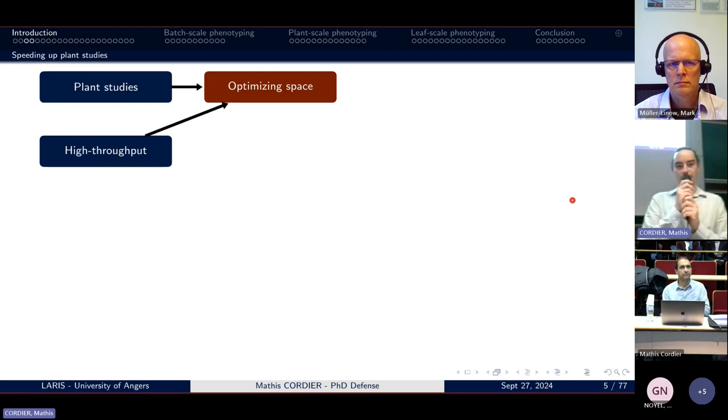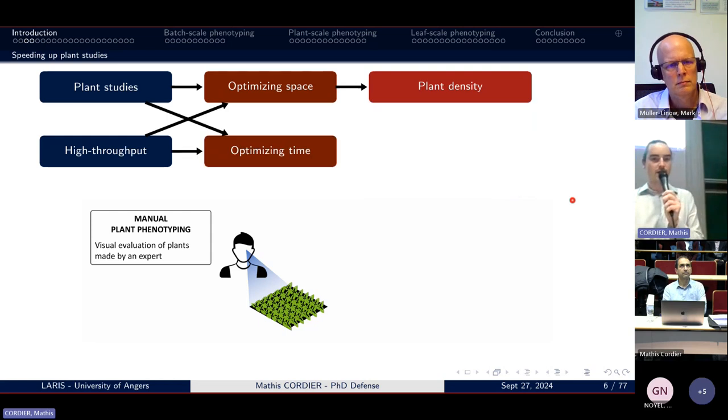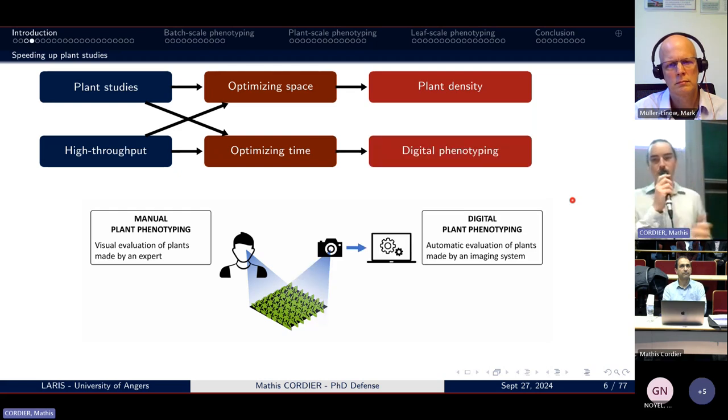A first way to speed up plant studies is to optimize space. In this context, we have to increase the plant density. This is what is already done with manual plant phenotyping, where the visual expression of plants is evaluated by an expert. The second way of speeding up plant studies is to optimize time. In this case, we want to go to digital plant phenotyping. With digital plant phenotyping, we are able to automatically evaluate plants by an imaging system.